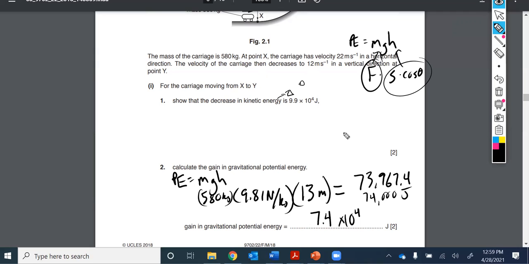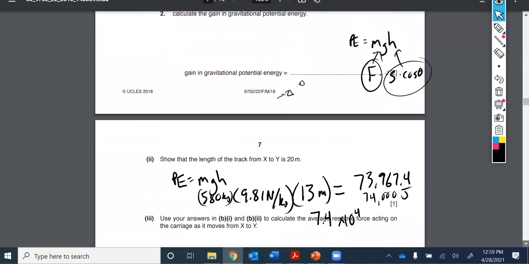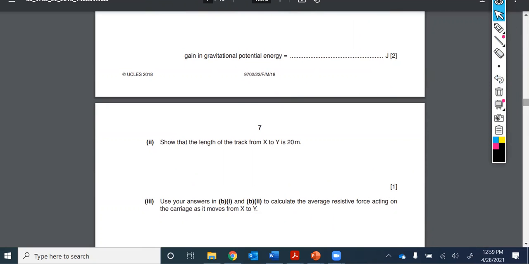But energy, we know, is neither created nor destroyed. We can anticipate what the next calculation might ask us about: to explain the energy losses, or use your answers in these two to explain how much is lost due to friction, something like that. Let's see if they go that route. It says, show that the length of the track from X to Y is 20 meters. Okay.